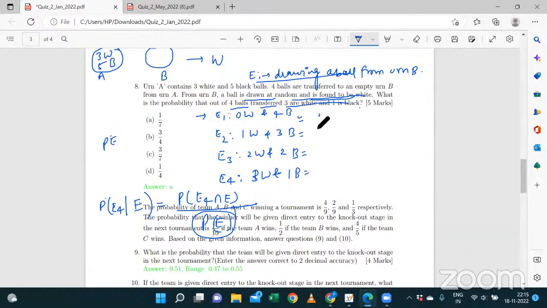So probability of E means what? Drawing a ball from urn B that is white, correct? This will be drawing a white ball. Is it clear? And this case will not be there. The probability of this will be 0, because E given E1 will be 0. Are you getting this? The probability will be 0. Why? Because we are selecting the intersection with white, but there is 0 white, so that is null probability.